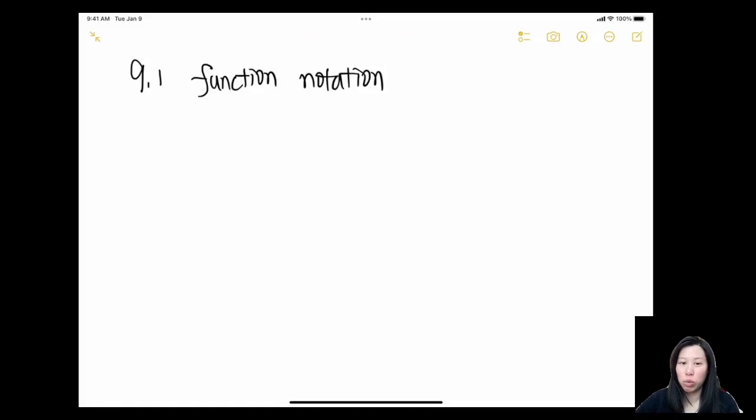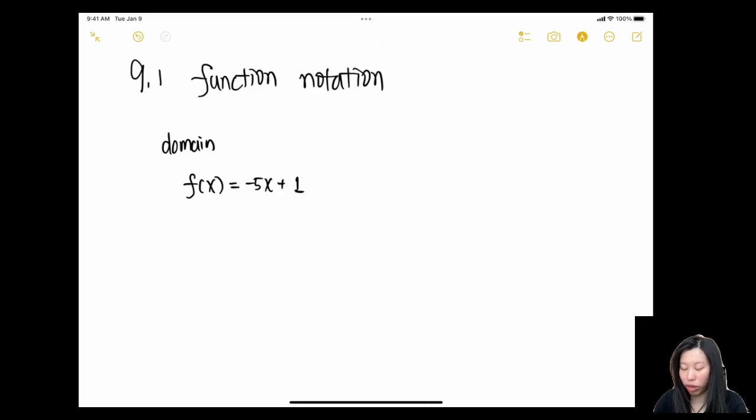In this video, we'll talk about function notations, exercise. So if they give you a function, first of all, let's talk about domain. How to find the domain of each function. So they give you a function, f(x) equals negative 5x plus 1.